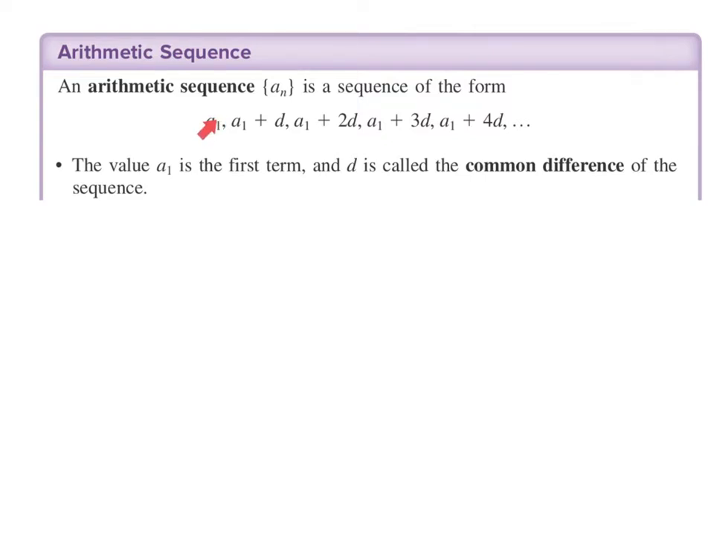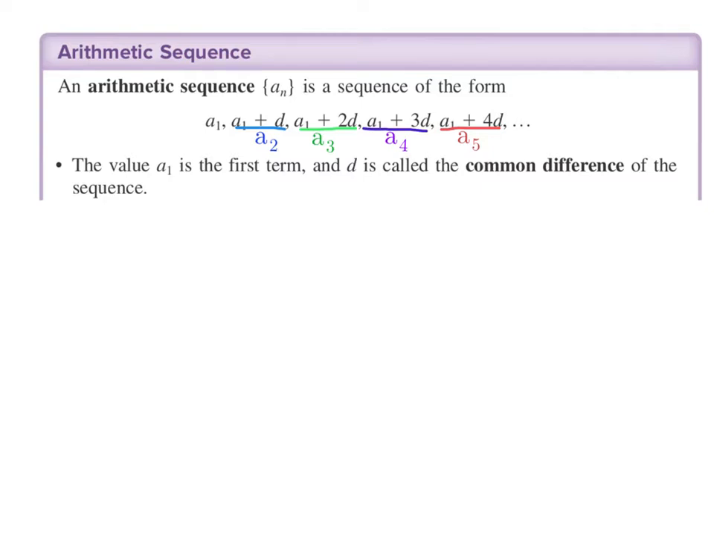All right, so to get to the second term, you take the first term and you add the common difference to it. To get to the third term, we take the first term and add 2 common differences to it. Another way to look at this, and I added this in here, is that basically this term here is a sub 2. This term here is a sub 3. This term here is a sub 4. And this term here is a sub 5.